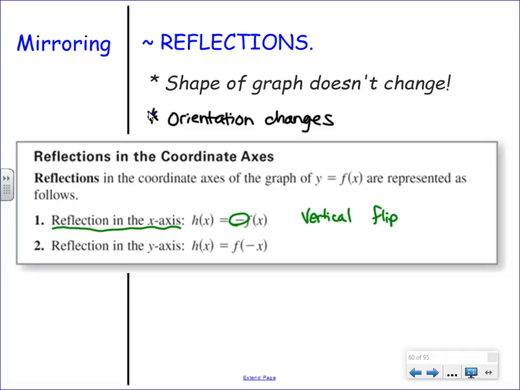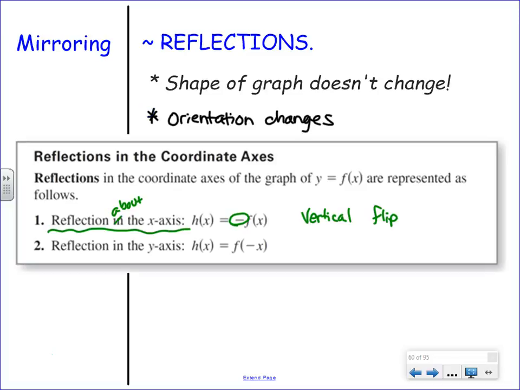A vertical reflection. And even though the book uses in, I'm sure there's some really snazzy mathematical reason why. I like the word about a bit better. In the x-axis, yes, that's true, and the book will say that. But I like the word about a little bit better. I think it gives the idea a little bit better. Doesn't mess up my squiggle.